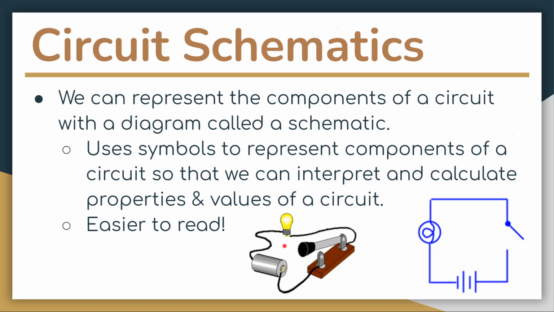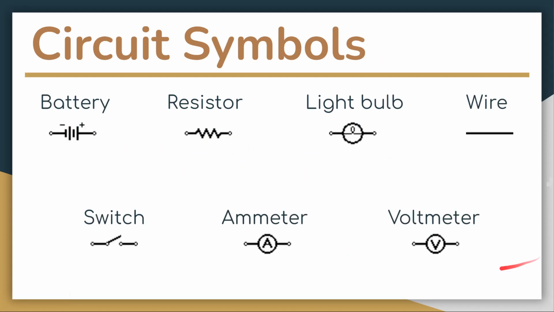Okay, so these are the most common symbols, or at least the ones you need to know for this class. So if you're looking at a schematic and you see these symbols, you need to know what they mean. So if I were you, I would copy them down. Battery is going to be represented by alternating long and short lines that are placed perpendicular to the wires of your circuit. That looks something like that.